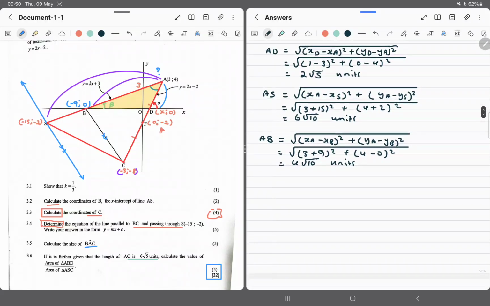Sweet, 5 marks. Now we can say then, we know that the area of triangle ABD over the area of triangle ASC is going to be half the product of the two sides, which is AB times AD times sine of angle A, divided by half AS times AC.